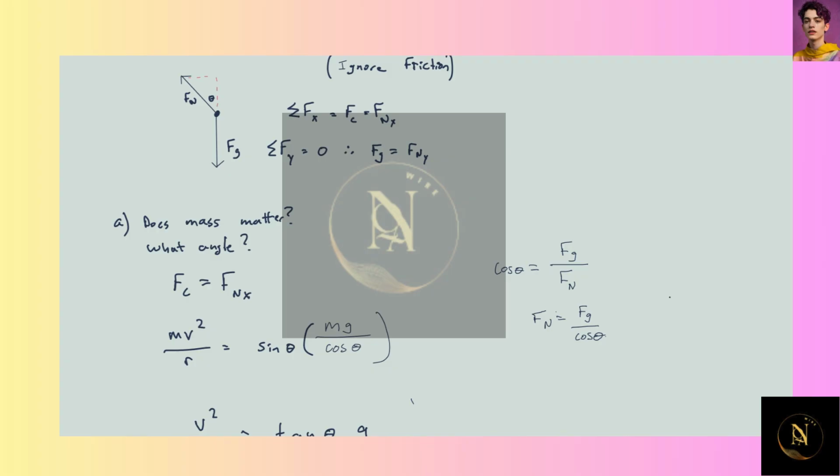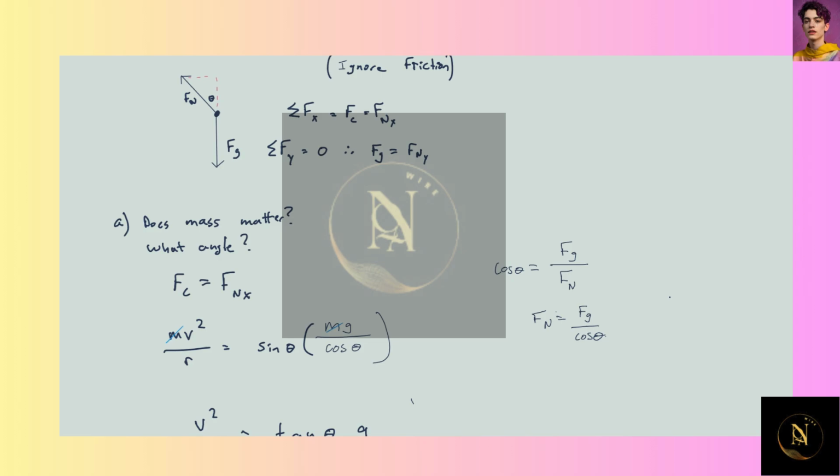Now, this is the answer to the "does mass matter" part. Notice that on each side of our equation, we have mass as a factor, and that cancels out. So as long as the car and the truck are both going 65 miles an hour, the curve will work for both of them. And thankfully, that's the physics involved.